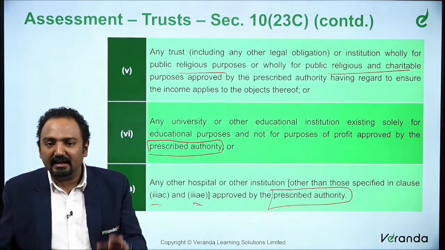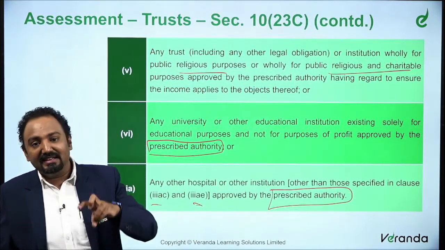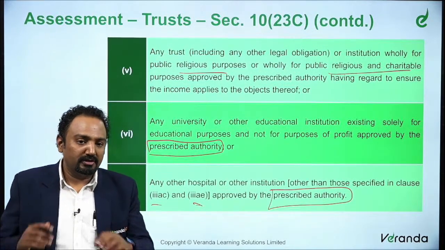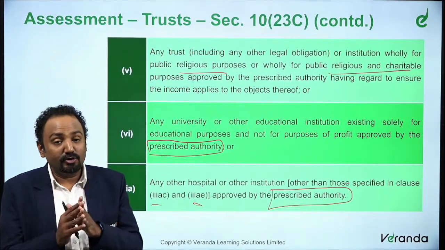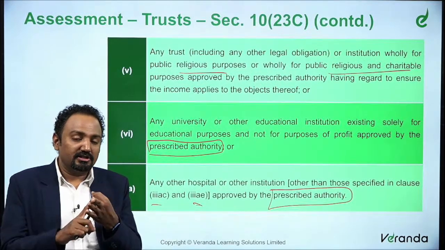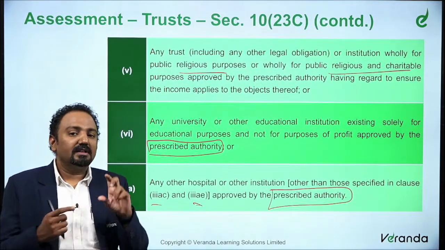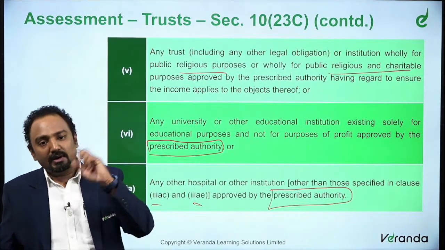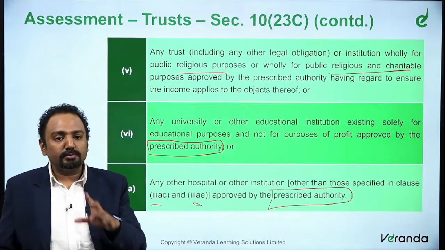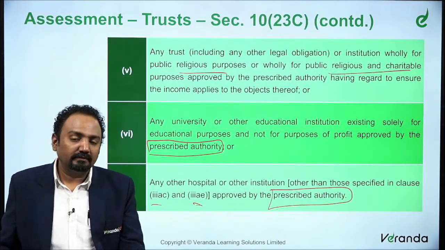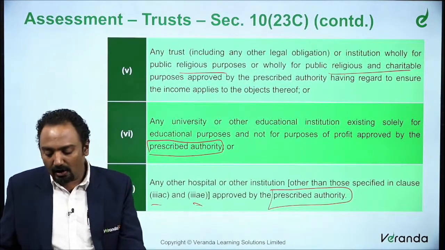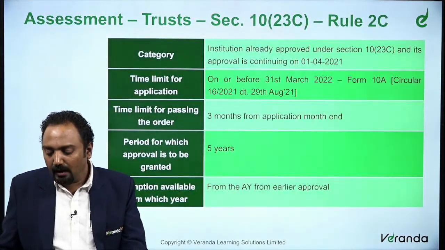So these are the three categories of educational institutions and hospitals. Apart from that, we said charitable purpose, religious and charitable purpose. So these are the overall things. Hope it is easy for you to remember now. There are 3 educational institutions, 3 hospitals, and then you have one charitable and religious purpose. All this put together is what is covered under section 10 clause 23C.